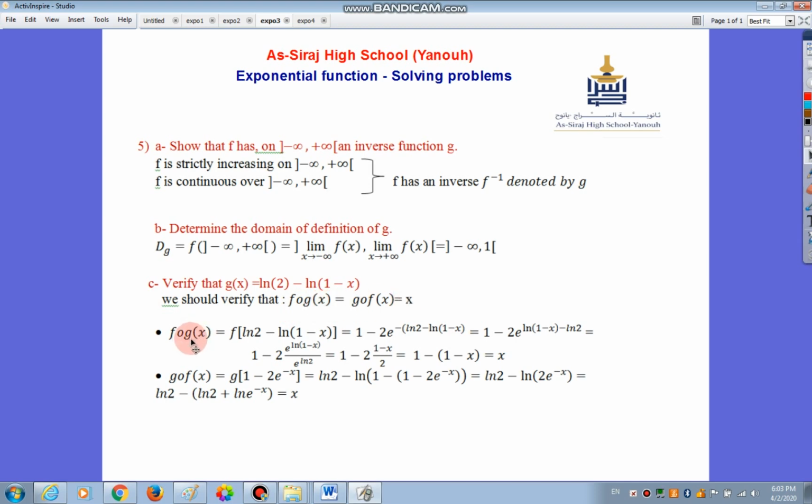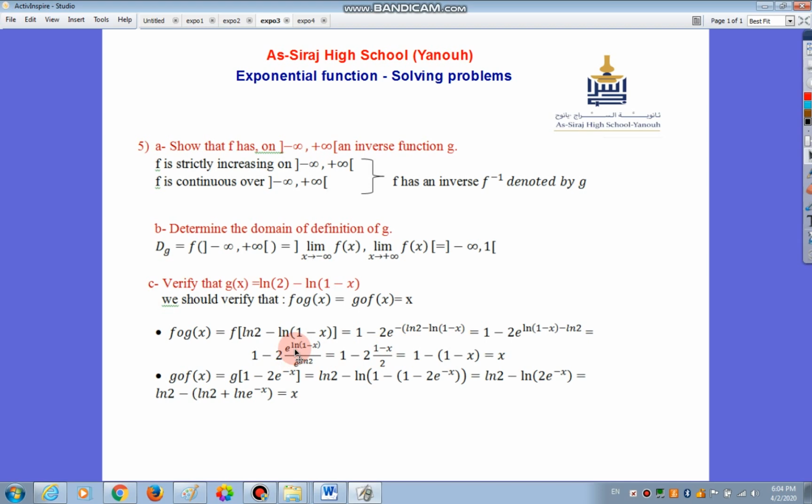Let's start. f o g of x is equal to f of g(x). This is g(x), which is ln 2 minus ln of 1 minus x. Now I should substitute this quantity instead of x in the expression of f. So it is equal to 1 minus 2 e power minus bracket ln 2 minus ln 1 minus x. Expand this bracket by removing this minus. So it will be 1 minus 2 e power ln of 1 minus x minus ln 2. Now I'm going to use the property of e power a minus b is equal to e power a over e power b. So this is equal to e power ln 1 minus x up and down e power ln 2.